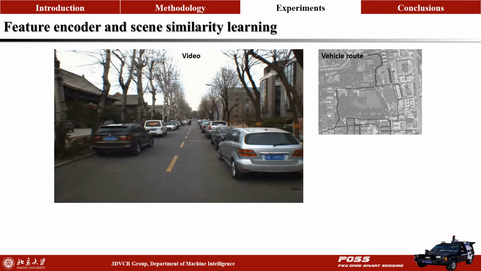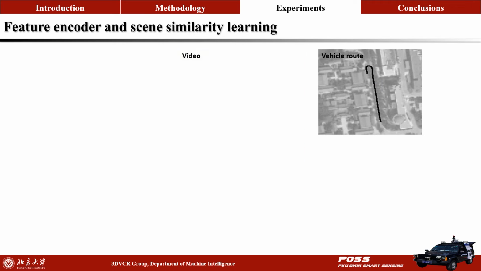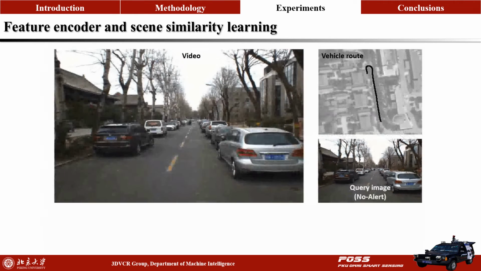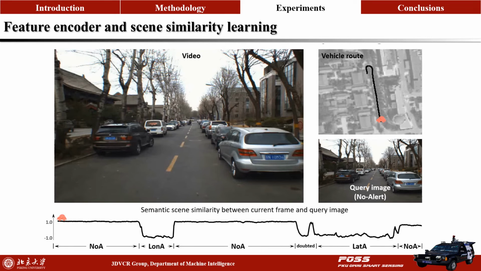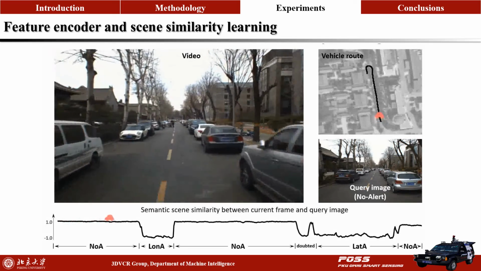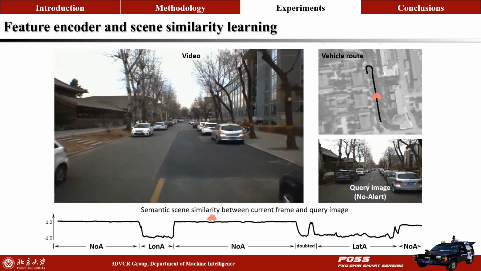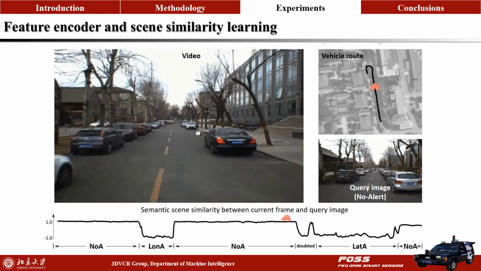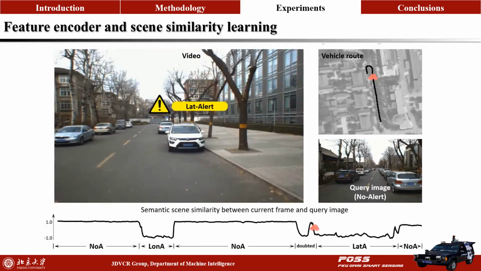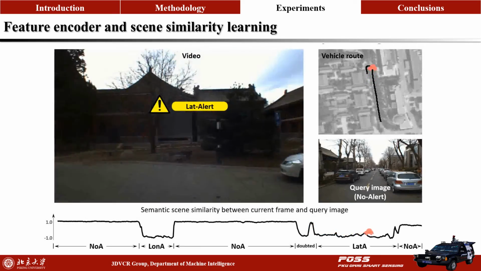This page shows the feature encoder and scene similarity learning at the trajectory level. First, we choose a trajectory and a query frame. The above is the semantic similarity between the current frame and the query image. As the video runs, we can see the similarity between the current frame and the query image. And the similarity shows the result of our learning.